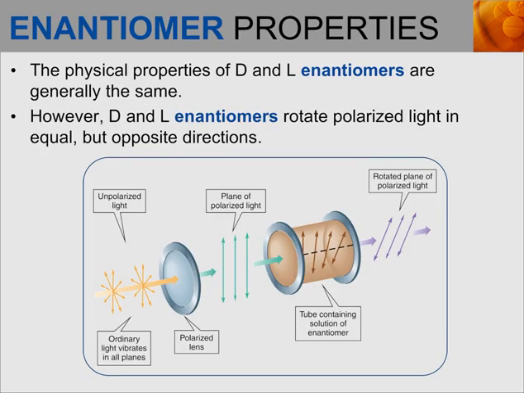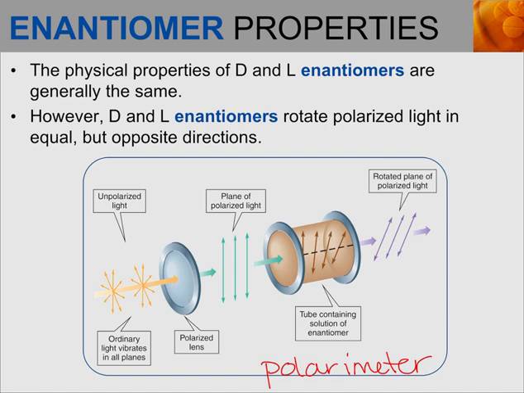Okay, so the physical properties of D and L enantiomers, or carbohydrates in this case, are generally the same. However, D and L enantiomers can rotate polarized light in equal but opposite directions. So this is really cool. Compounds can rotate light. And if you have the D version, that's going to rotate light in a different direction than the L version. So for instance, down below we have a figure of a polarimeter, and we can use this polarimeter to determine how much a molecule can rotate light.